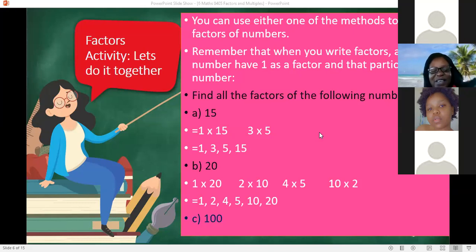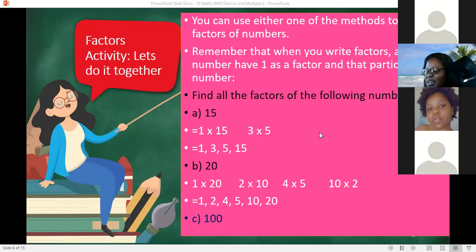So can you do the factors of 100 for us, starting with the first factor? The first one is 100 times 1. You are right. The second one is 10 times 100. 10 times 10.